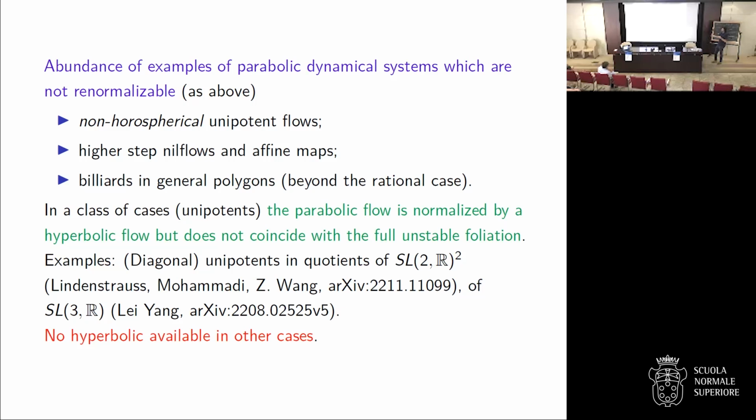Then there are Heisenberg-type step nilflows, which is the topic of the talk, and then there are billiards in general polygons beyond the rational case. These are some classes of examples where we see this dichotomy, renormalizable versus non-renormalizable, and where the game becomes difficult. Non-horospherical means there may be some hyperbolic map or flow, but the flow you are interested in is not the full unstable. Since we are in a Lie group context, it is given by a one-parameter subgroup of the unstable, and the unstable is high dimensional.